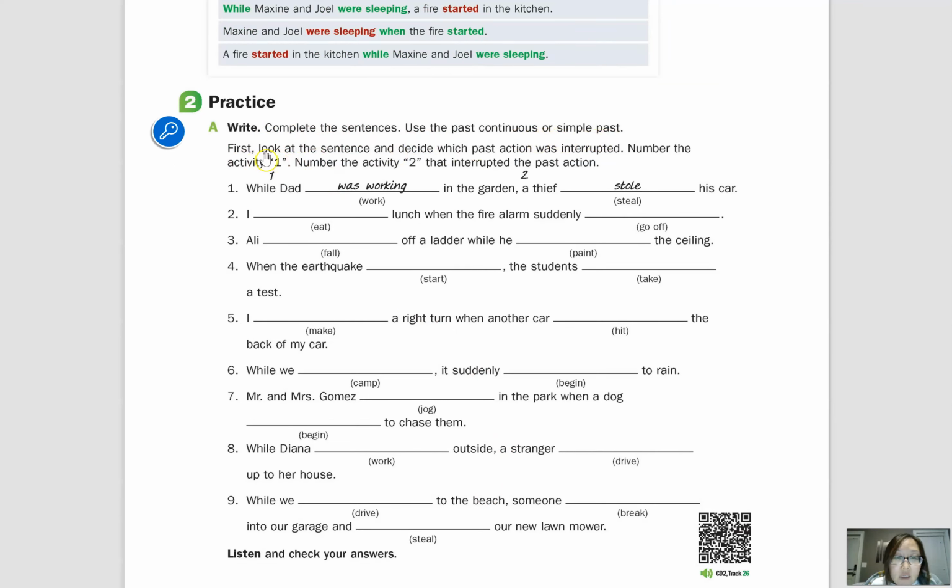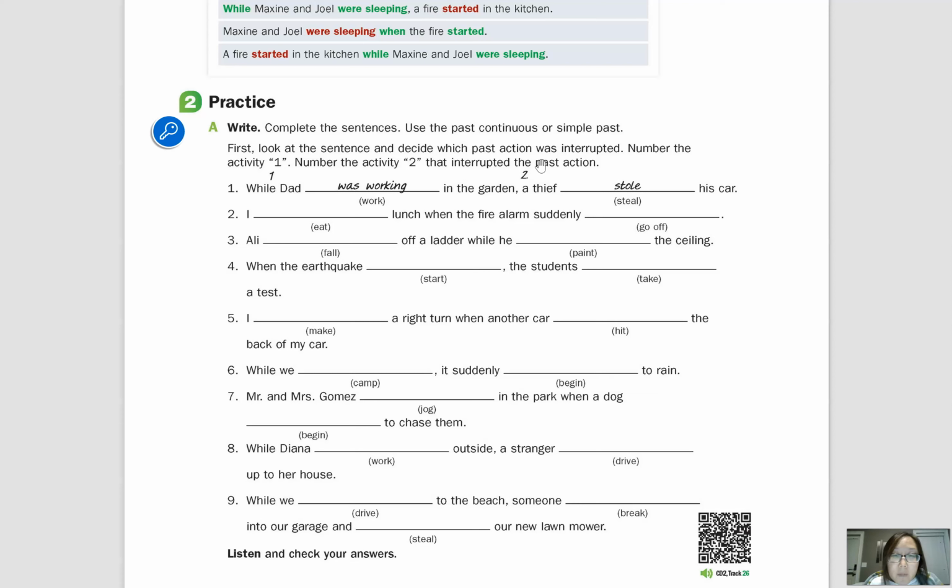So it says, first, look at the sentence and decide which past action was interrupted. That means you will see two past actions. Of course, one of them is past continuous. So one activity is ongoing, and then one activity interrupted the ongoing activity.